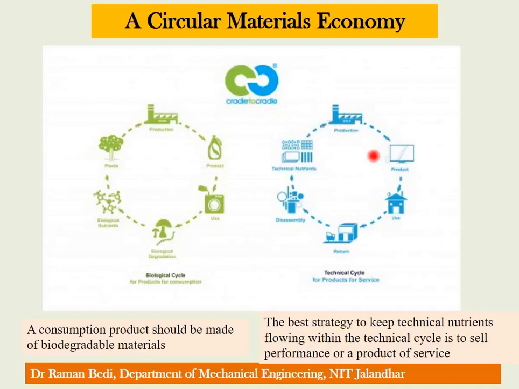You take a product, use the product, and return it to the seller. Maybe he may reuse it, or he may disassemble it, taking out the parts or the materials, what we call the technical nutrients. If it is a consumable product, it must normally be made of a biodegradable material. If it is not a consumable product, like a mobile phone, at the end of it I shall be able to take out the materials from it and put them back into the cycle.